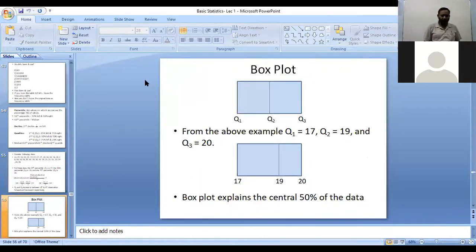making a plot called a box plot. What sort of data is a box plot giving? Yesterday we talked about that. It is giving the middle 50% of the data, right? Box plot is giving the middle 50% of the data.